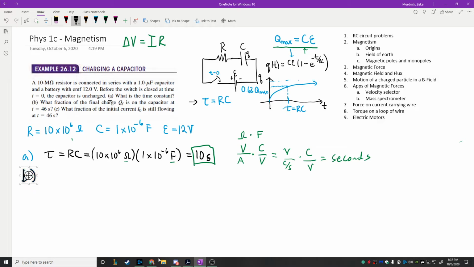Okay. Part B. So the next thing we want to do is to figure out what fraction of the final charge Q_F is on the capacitor at t equal to 46 seconds. When it says final charge, another word for that would be what I'm calling maximum charge right here. So for this, we're going to need to look at our equation, which says that the charge as a function of time is, so C times E, we could rename this. CE is just the max charge.